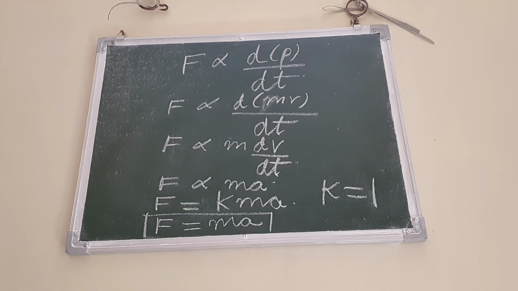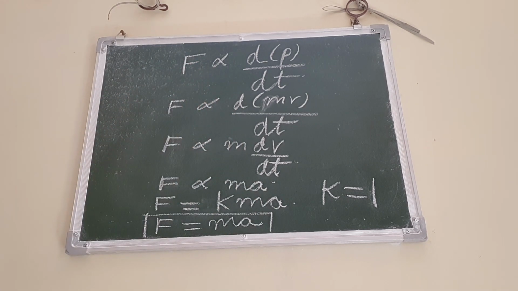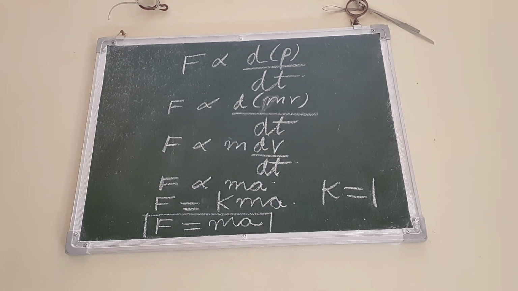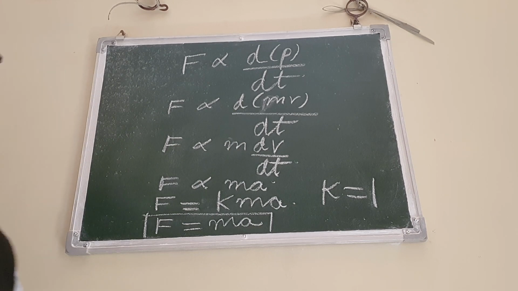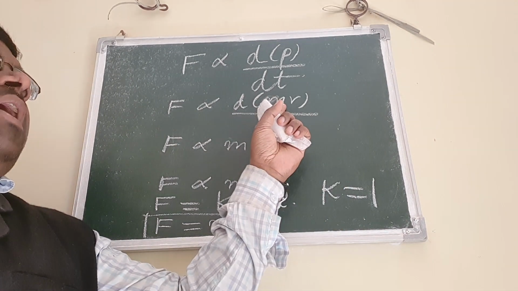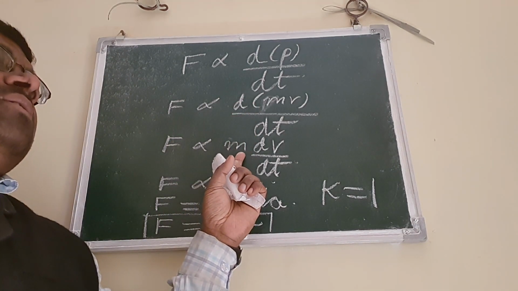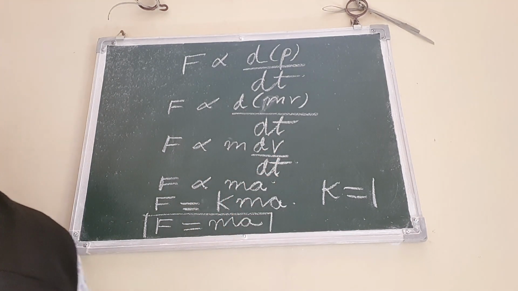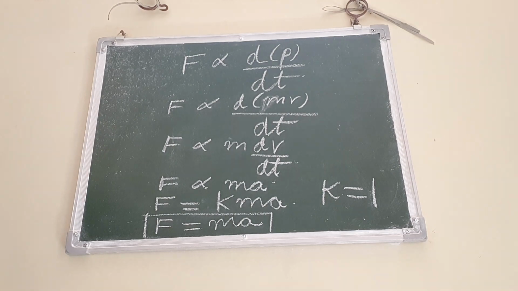Now we can understand this Newton's second law of motion again. According to it, the force is directly proportional to the rate of change of momentum. That is, F is directly proportional to dp upon dt. Substituting the value of p, the momentum, which is the product of mass and velocity, mv, and since mass is constant, it comes out of the differentiation. So m dv upon dt. dv upon dt is the acceleration, the rate of change of velocity. So F is directly proportional to ma, mass into acceleration.